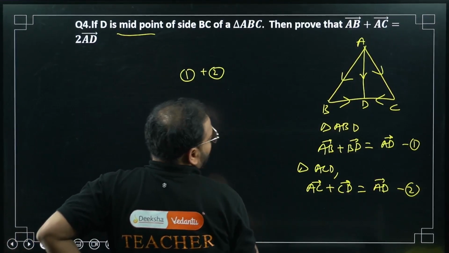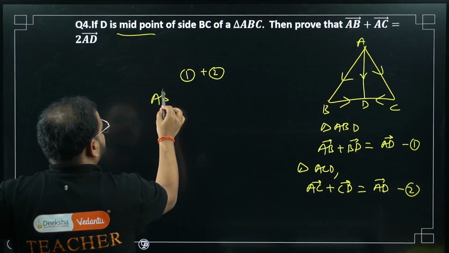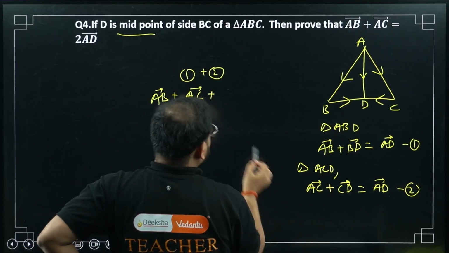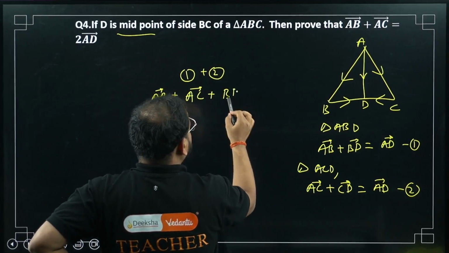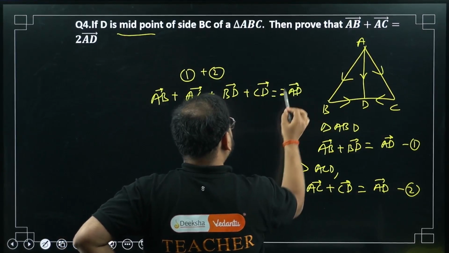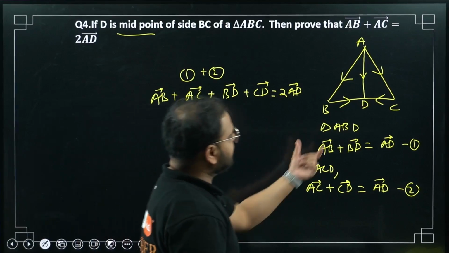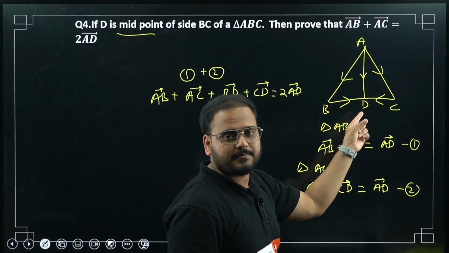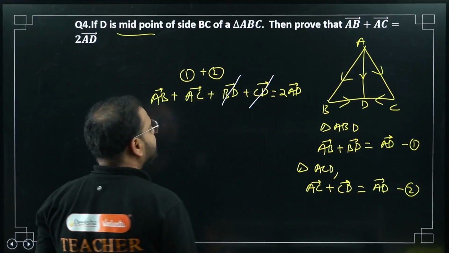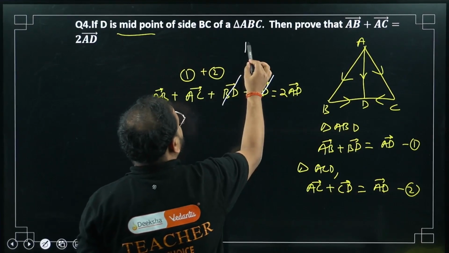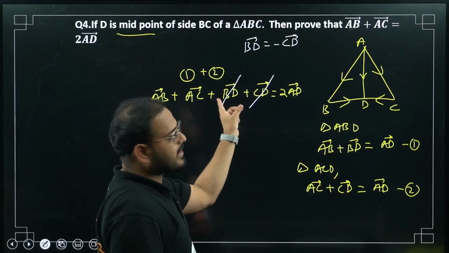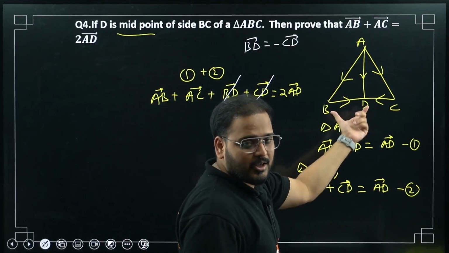If you do 1 plus 2, you get AB plus AC plus BD plus CD equals twice of AD. Now see carefully: BD and CD are of equal length and opposite sign, because D is the midpoint. So BD is equal to negative of CD, and they cancel each other. BD and CD are equal vectors in length but opposite in sign.